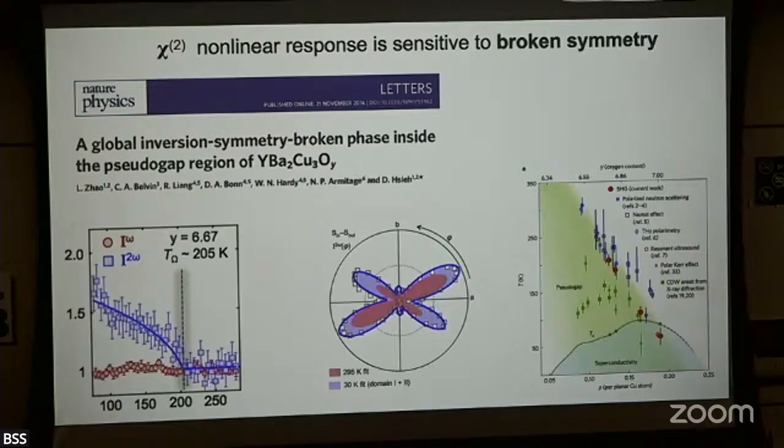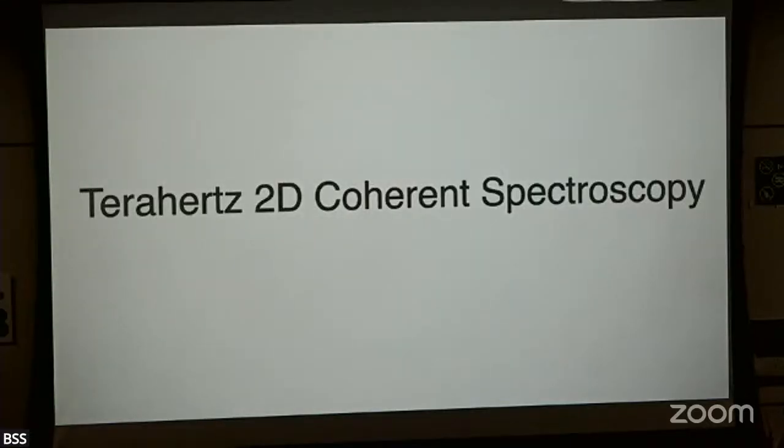Okay, so that's all about Chi2 responses. What I want to talk about now, and for the duration of the lecture I'll get started on it, and then I'll have to continue tomorrow, is where we're going to use nonlinearities to tell us something about dynamical information about systems. So this is a technique called terahertz two-dimensional coherence spectroscopy. It's something that we've been pushing a lot in my group. I had some thoughts about this many, many years ago now.